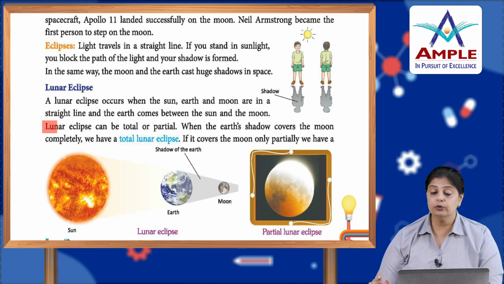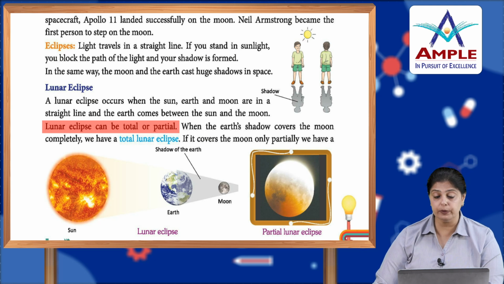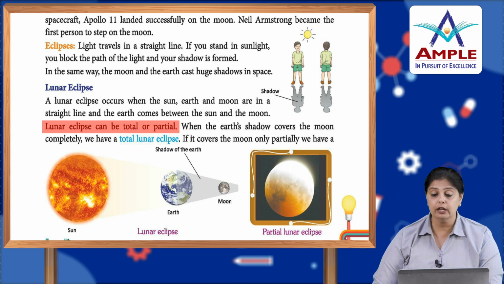Lunar eclipse can be total or partial. So, when the earth comes in between the sun and the moon, that is when a lunar eclipse occurs. Now, a lunar eclipse can be total or it can be partial. When the earth's shadow covers the moon completely.